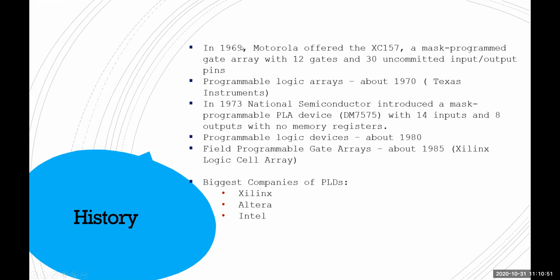This is the history. In 1969, Motorola, the mobile company that we are using for mobiles, right? Motorola offered XC1.